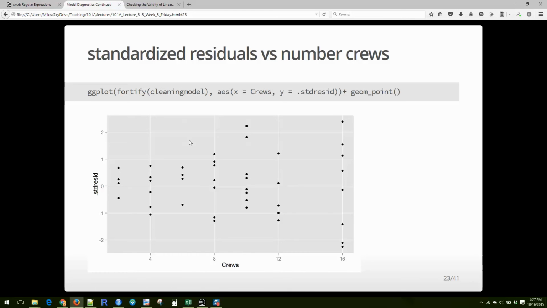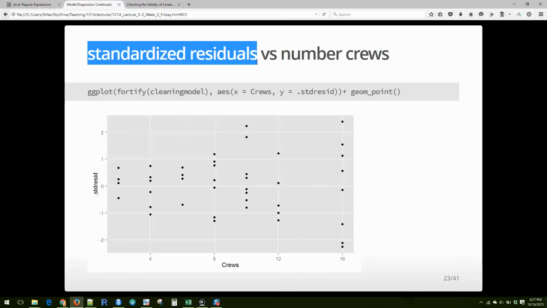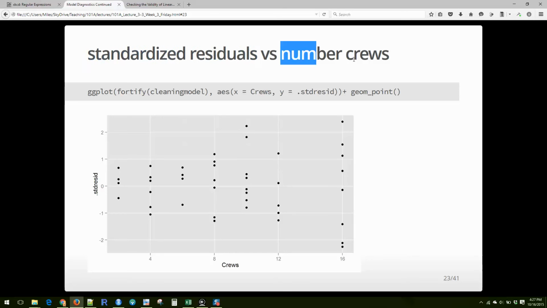So this falls under the tool of diagnostics to see if we have non-constant variance. We can just look at the standardized residuals versus our x value, versus the number of crews. If we look at this, it seems very clear that we've got this funnel, this trumpet action going on here. Looking at the number of crews versus the standardized residuals, it seems to be growing that way.